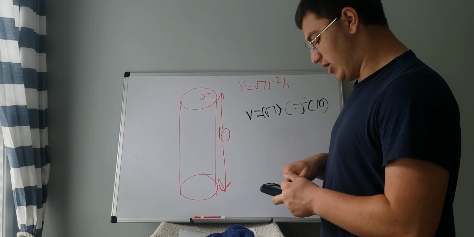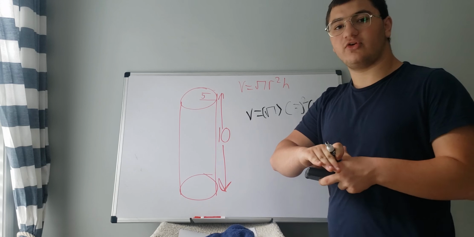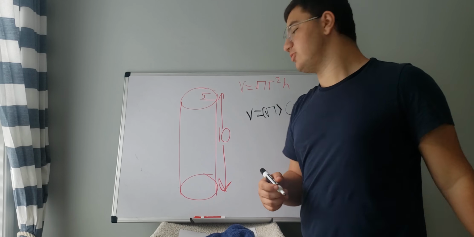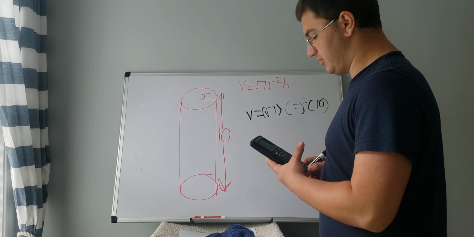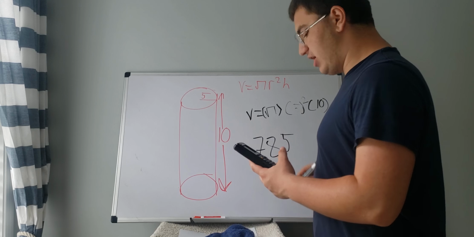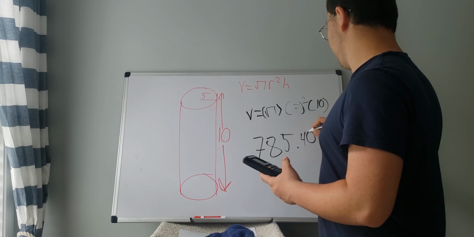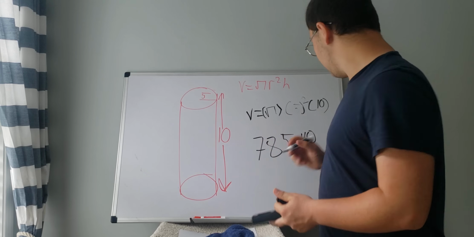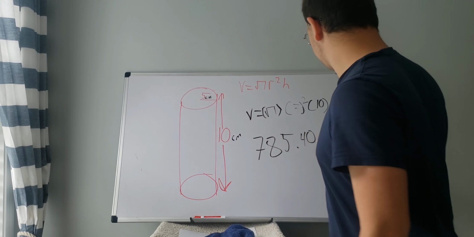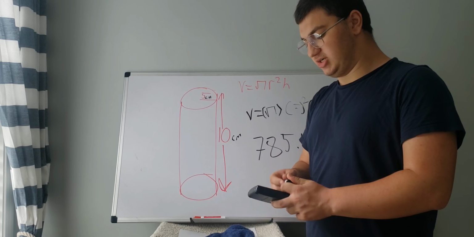Again, let's just round that to the nearest tenth or hundredth or whatever. Usually in the problem, it would say round this to the nearest tenth or round this to the nearest hundredth. And you would do that. But I just like to have 2 digits after. So 785.398. So just 785.40. Oh, and centimeters. I didn't write centimeters. This is centimeters cubed because it is a 3D object.